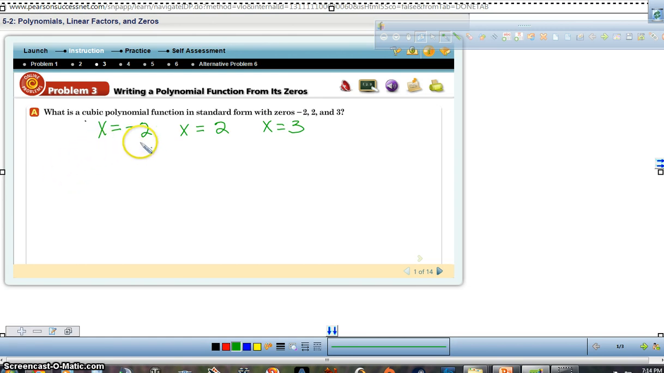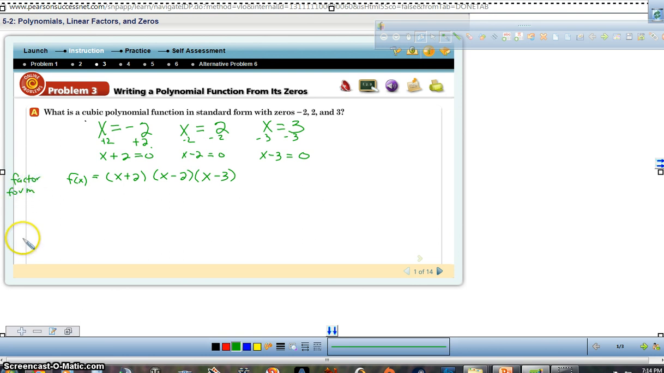So our factors: if I add 2 to both sides, x plus 2 would equal 0. Then x minus 2, and then x minus 3. So our factors would be x plus 2, x minus 2, x minus 3. All right, so we're going to write it in factored form, and to get standard form, we're going to multiply this out.